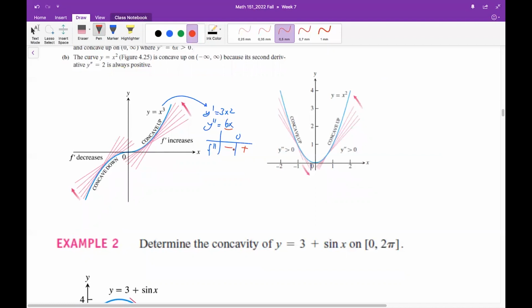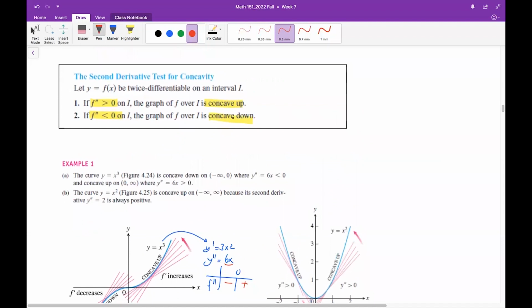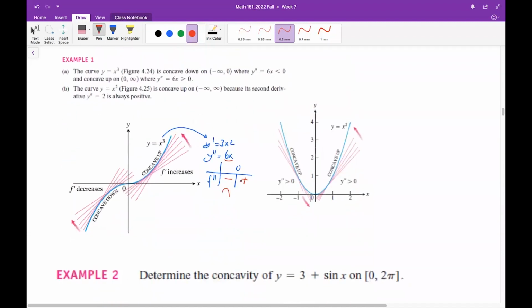If the second derivative is negative, what happens? Your function is concave down. If the second derivative is positive, your function is concave up. So from minus infinity to 0, you have a concave down graph. From 0 to plus infinity over here, you will have a concave up graph. So on this portion, the second derivative is negative, and on this portion, the second derivative is positive.